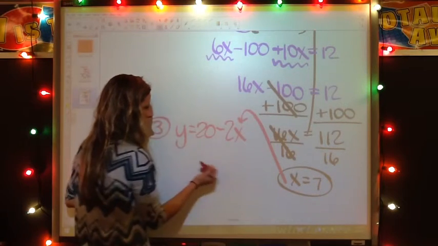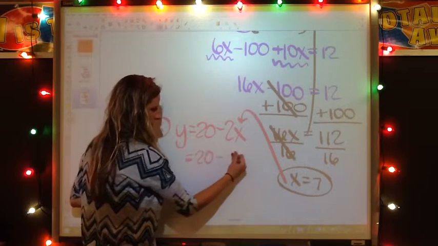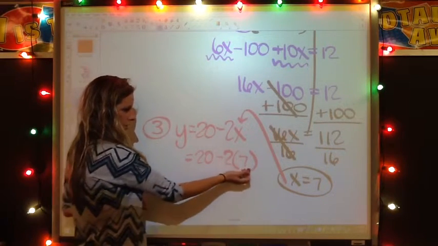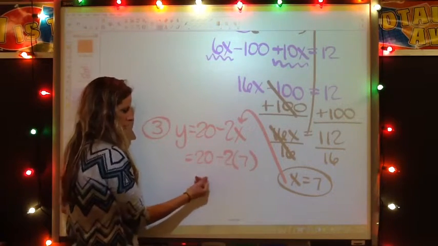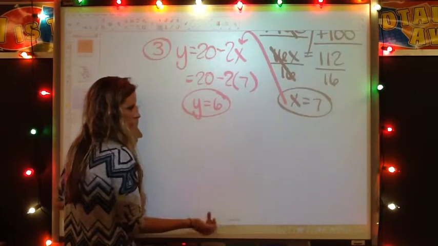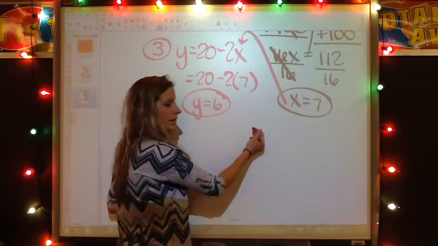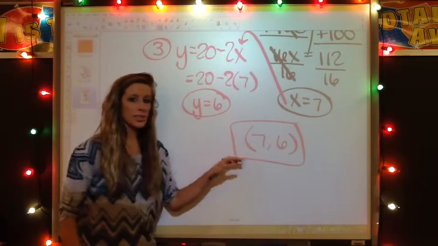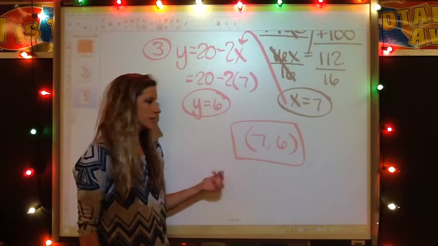So we're going to plug it in. So we have 20 minus 2 times 7 for x. So 2 times 7 is 14. 20 minus 14 is 6. So my final answer, my ordered pair, would be 7, 6. That's where these two lines intersect. So that's our solution.